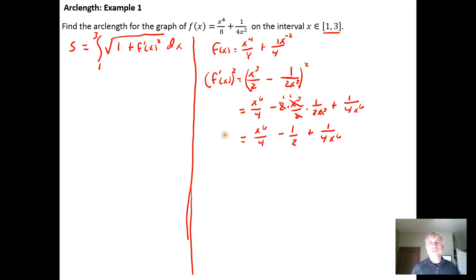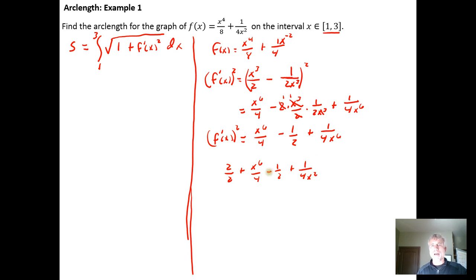So right now I know what the square of the derivative is. That's what I just calculated. But here I can see that I'm going to need to add 1 to the square of the derivative, so I might as well do that now. So if I add 1 to this, I see that I'm going to need to combine it with the minus 1/2. So I'm going to go 2 halves, which is 1, plus x to the 6th over 4 minus 1/2 plus 1 over 4x to the 6th.